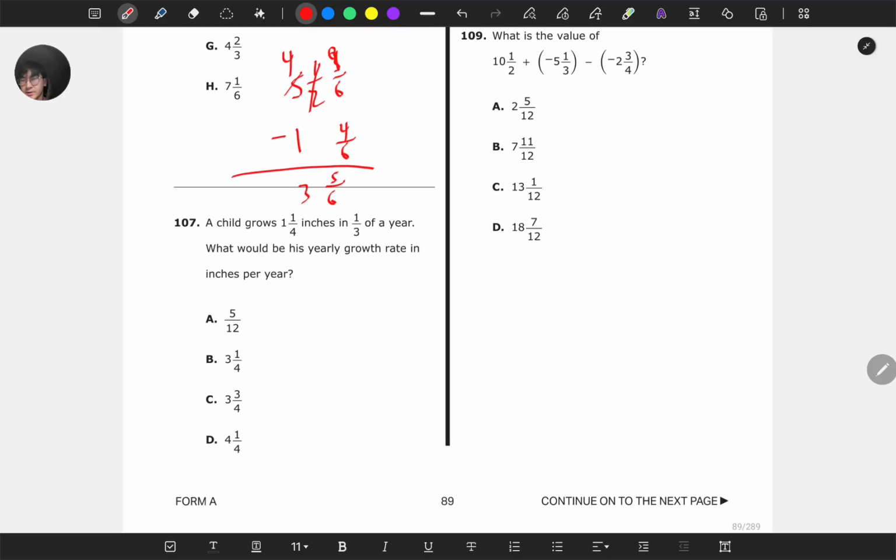107. There's a lot of fractions here. A child grows 1.25 inches in 1/3 of a year. What would his yearly growth rate be in inches per year? Okay, so that's not bad. If you think about the right picture.